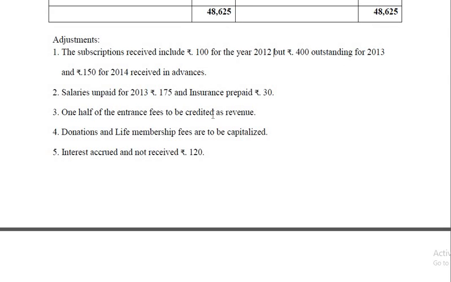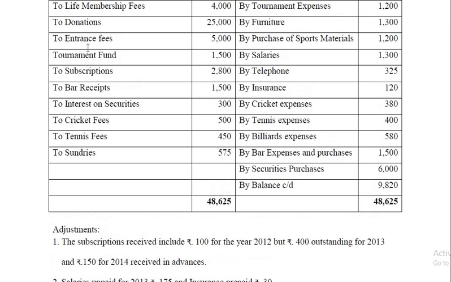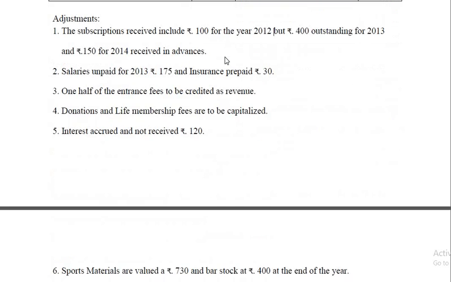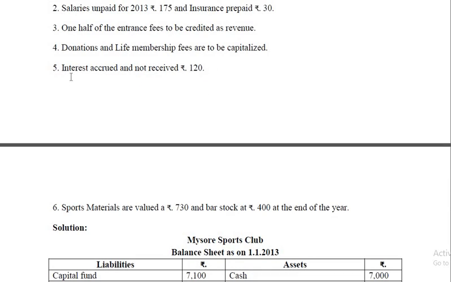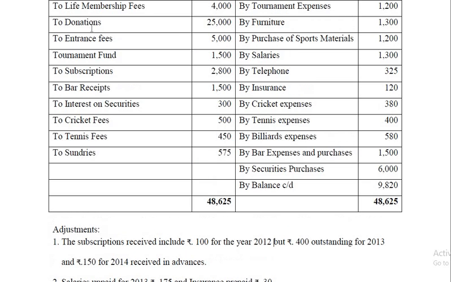One half of the entrance fees is to be credited as revenue. You find here entrance fees 5,000. Of these 5,000, you have to take 50%, 2,500 as revenue, and the remaining to be added to capital fund. Life donations and life memberships are to be capitalized. You find here donations and life membership, both are to be capitalized, not to take it as income in the income and expenditure account.